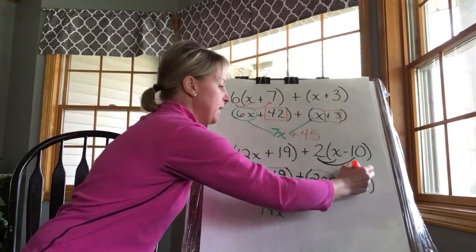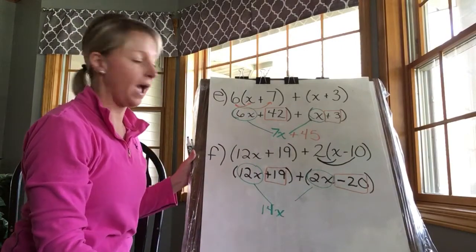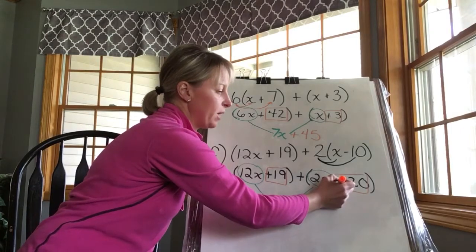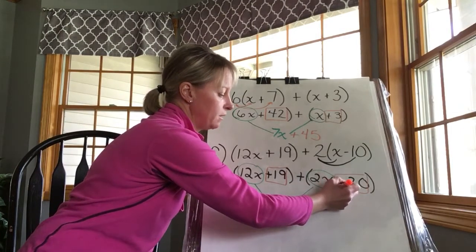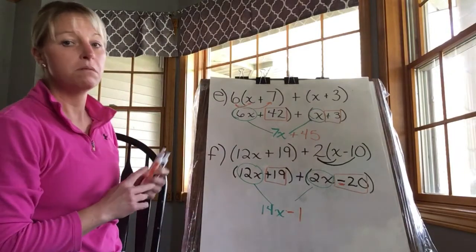Positive 19 and a negative 20. One's positive, one's negative, so you subtract. 20 minus 19 is 1. Take the sign of the bigger number, which is this one right here. So it's a minus 1. So your answer is 14x minus 1.